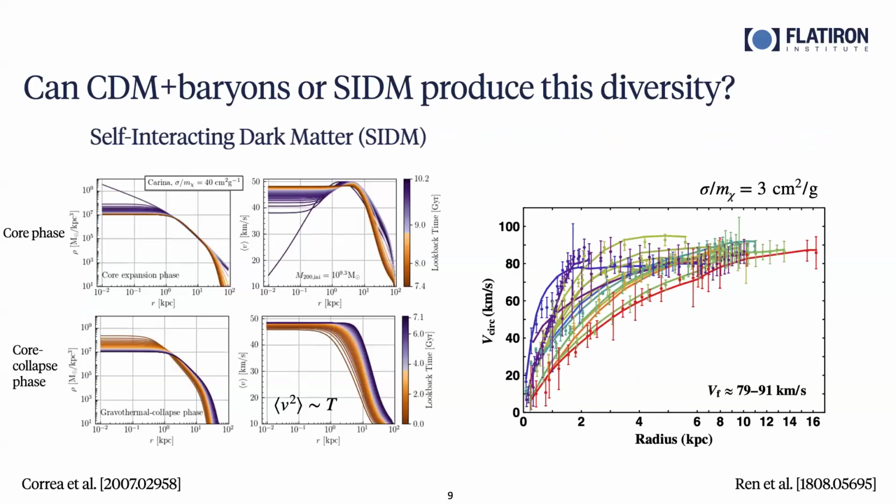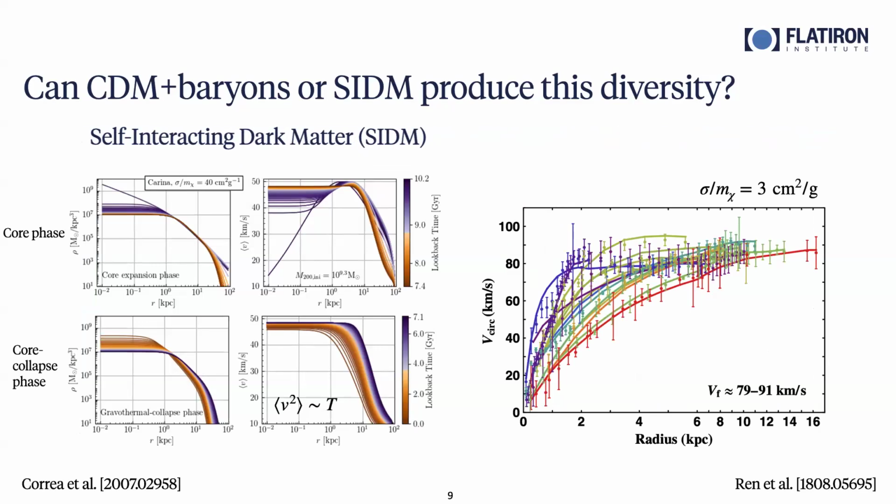Now in the self-interacting dark matter case, there are two broad classes of solutions if you just consider these hard scattering self-interactions. To explain that, I'm going to first talk about the evolution of a self-interacting dark matter halo. It's more complicated than this, but I'm just going to roughly talk about it in two phases. You have an initial core expansion phase, and then you have a core collapse phase.